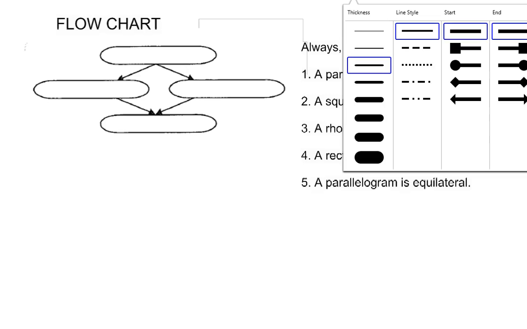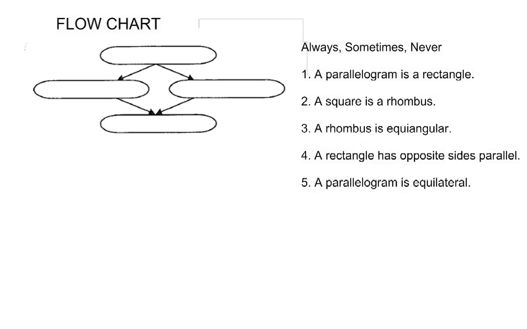So let's fill in our flowchart again. We're going to have to do this a lot, and it will help you with your sometimes, always, never problems. So at the top, this is just the parallelogram side of the flowchart. A parallelogram. Underneath that, a rhombus and a rectangle. When you put those together, you get a square. So why don't you pause these and see if you can answer these questions and then come back and check it. So pause the video, do these problems, and then check.